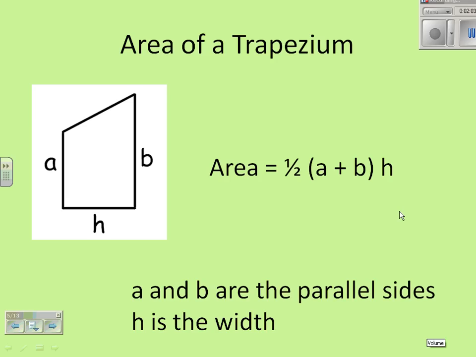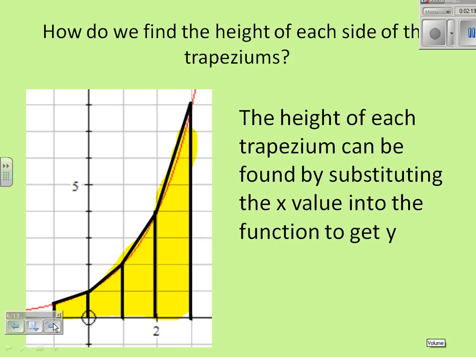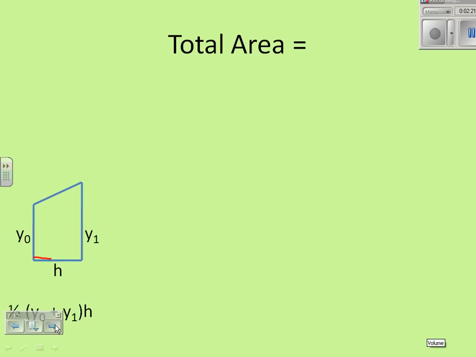Just using this, we've got 1/2 the top plus the bottom times by the width here. We call it h still, even though it's on its side now. Let's get rid of all this yellow stuff and just look at that first little bit at the bottom. We've got the width across there, the first height, which is the y value, and the second height here. Now we'll put another trapezium on, and again the width is the same as we had before, and the new y value up the side here. So we've got 2 y values there.